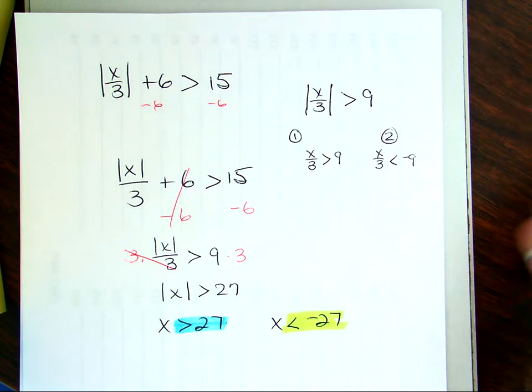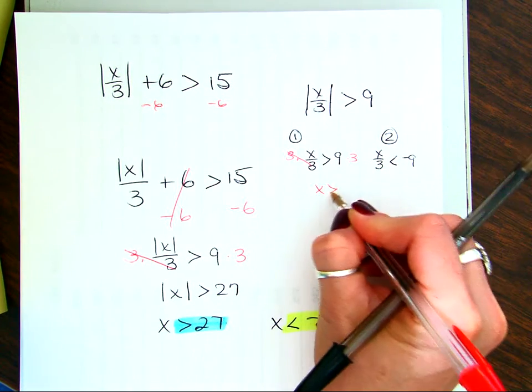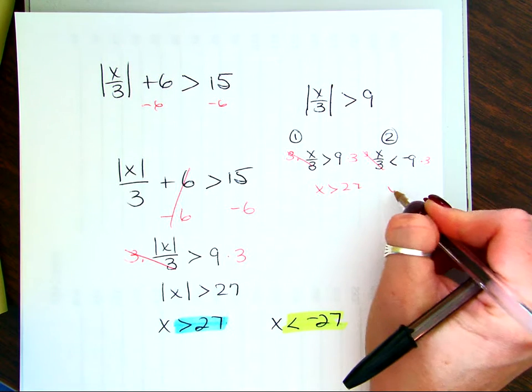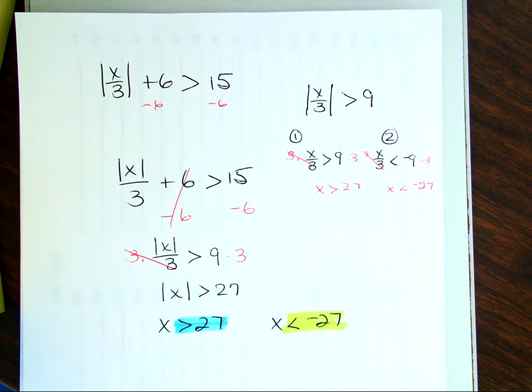But now all I do is I just multiply both sides by 3. Here, x is greater than 27. Multiply both sides by 3. Here, x is less than negative 27. Okay? Although it worked out to be the same.